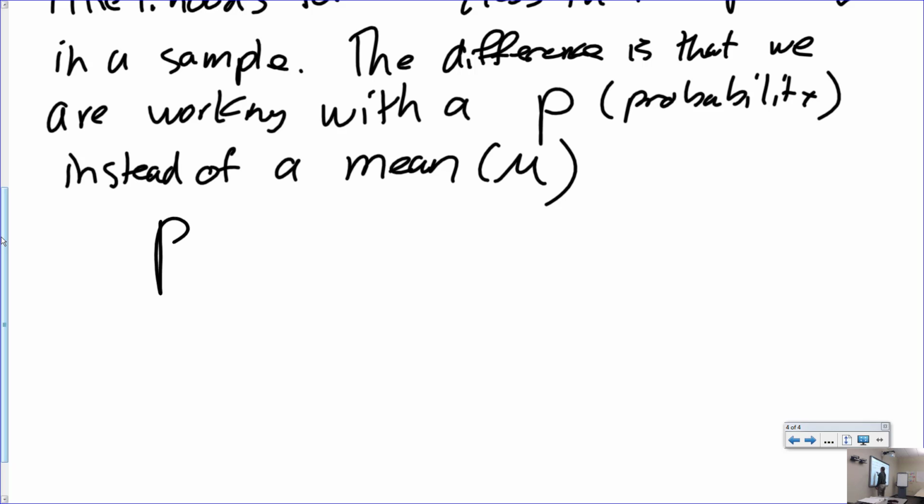So if we were looking for a probability that instead of having x's, now we're going to start dealing with p's, less than, I guess I should put a number in here. I don't want to use x because that'll be confusing. Let's call it, and this tends to be the way the book calls it, p hat.